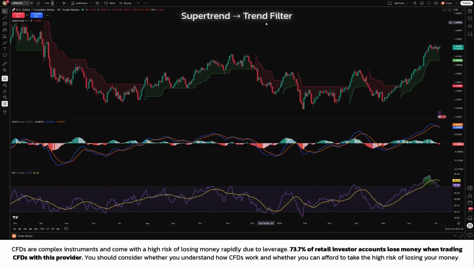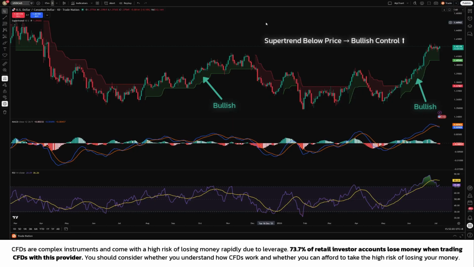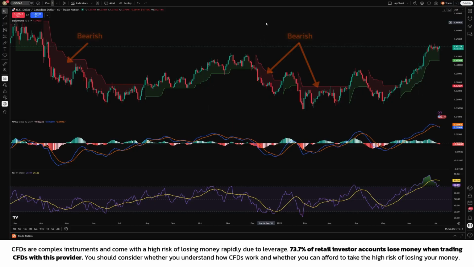Supertrend is the trend layer. It helps show whether price is trading in a more bullish or bearish environment based on volatility and direction. When Supertrend is positioned below price, it usually suggests that buyers are still in control. When it moves above price, it usually suggests that selling pressure has taken over. This gives the setup its first filter because it helps define whether the market is leaning with the trend or against it.